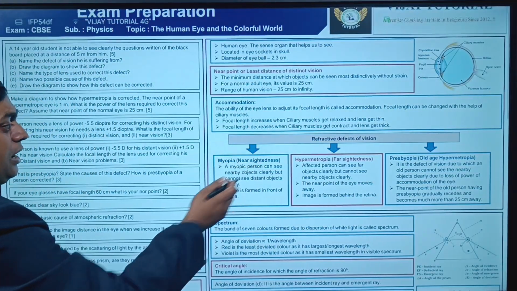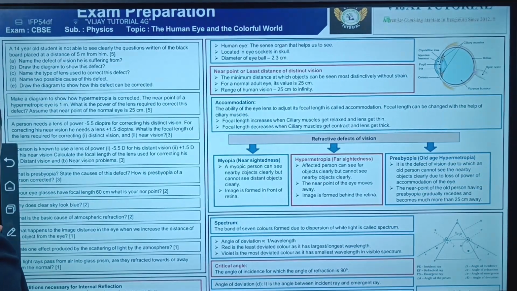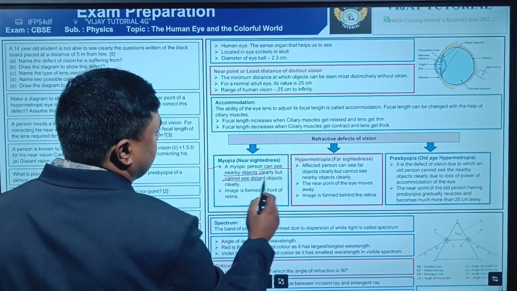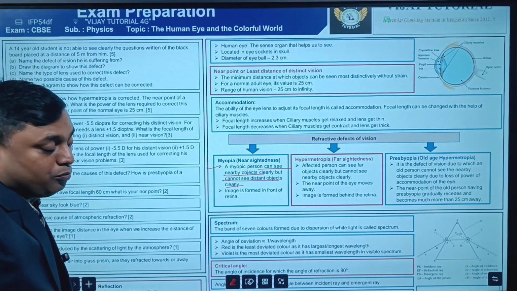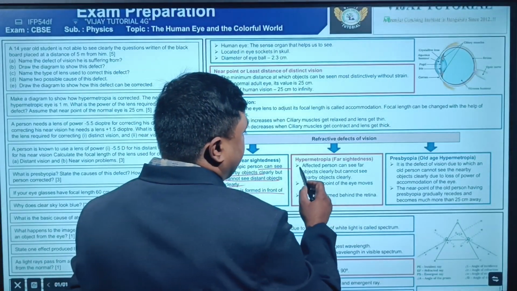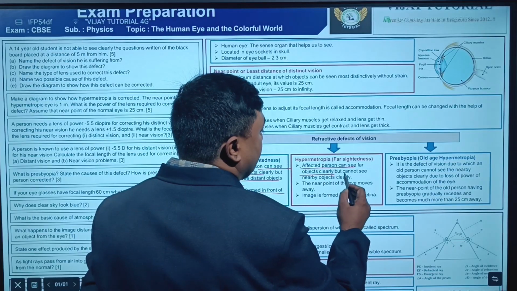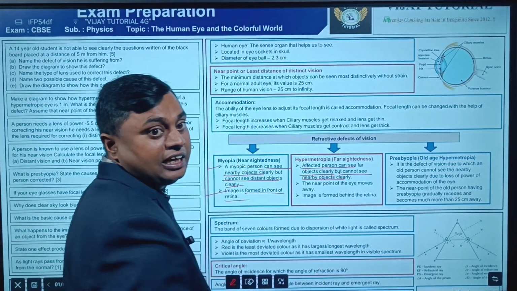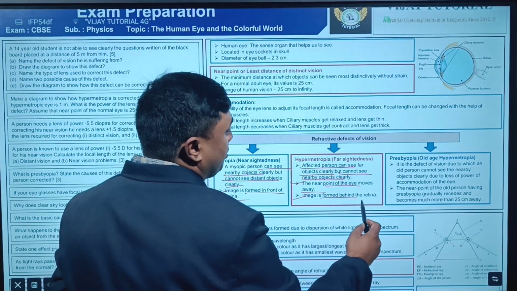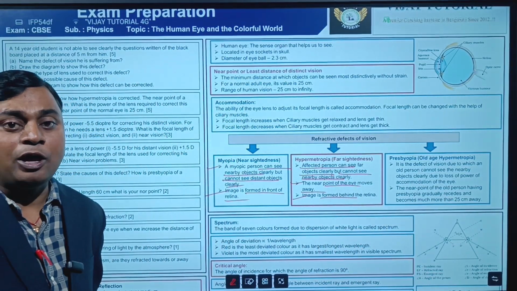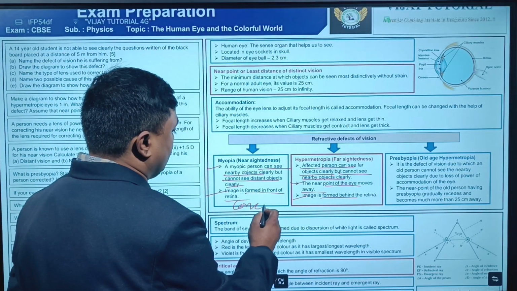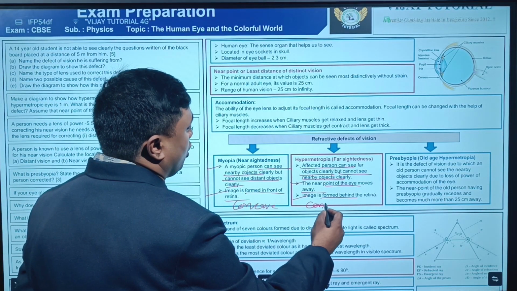Myopia and hypermetropia. When we talk about myopia, a myopic person can see nearby objects clearly but cannot see distant objects clearly. Please make a note of this. The image is formed in front of the retina. In hypermetropia, affected persons can see distant objects clearly but cannot see nearby objects clearly. The near point of the eye moves away and the image is formed behind the retina. How can we correct myopia? Myopia can be corrected by using a concave lens, whereas hypermetropia by a convex lens.